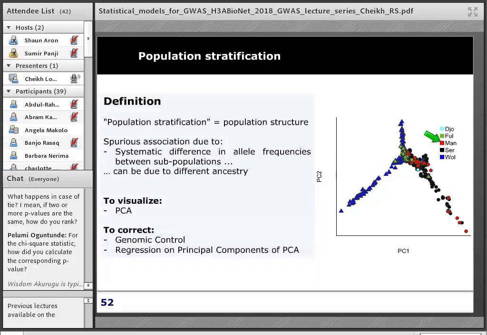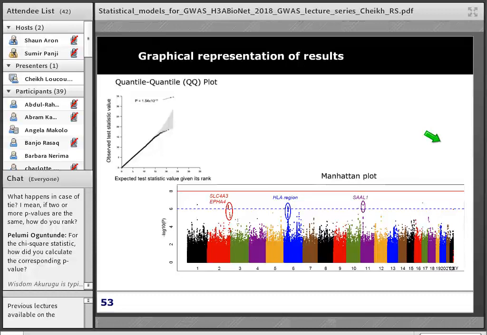So I will not come to population stratification. You have already seen that with Professor Michel Ramsey. The way to visualize population stratification is PCA, and you can control it and correct it by genomic control or regression on the principal components of the PCA.